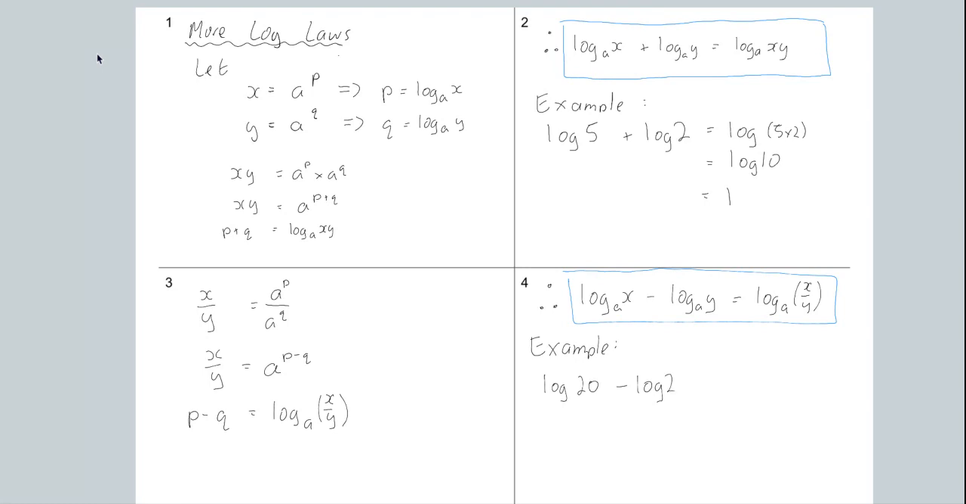So log 20 minus log 2 is equal to, again, really easy, right? Log of 20 divided by 2, which is equal to log 10, which is equal to 1. So again, not as hard as it looks. It's just as long as you remember that relationship.